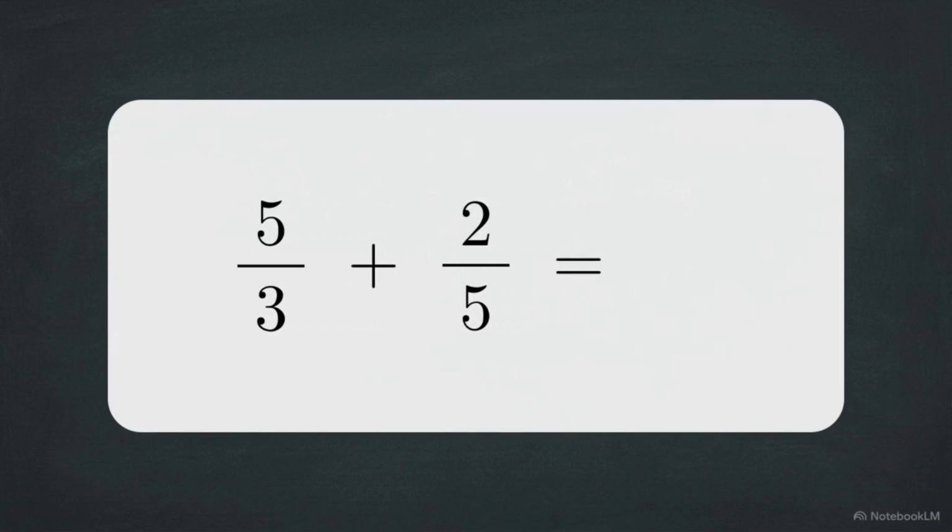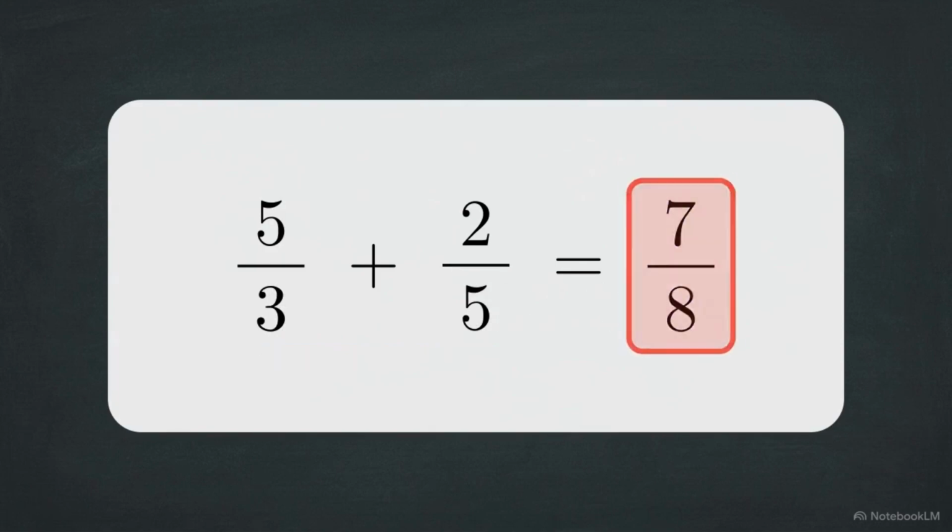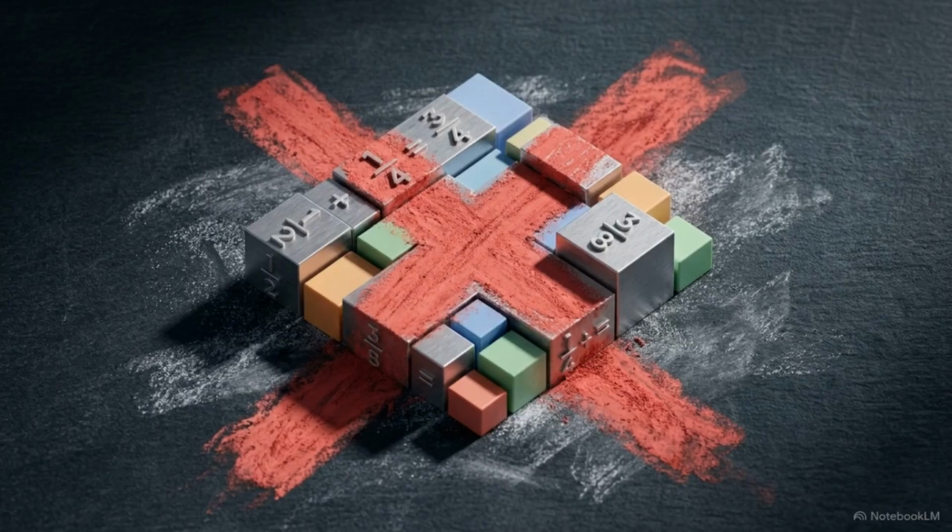The human brain takes the path of least resistance. Seeing a plus sign, you do what you've always done. You add the top numbers to get 7, and the bottom numbers to get 8. That intuitive method results in failure because it incorrectly applies the rules of whole numbers to the world of fractions.